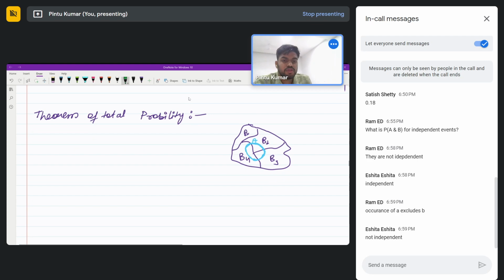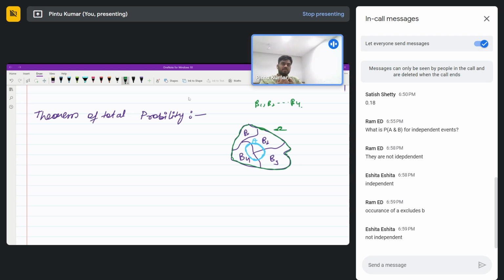So this green line, the outer boundary that I'm overwriting in green, let's say this is your sample space. A weird looking one, but let's say this is your sample space. Now, let's say your B1, B2, B3, B4 is a partition of the sample space.